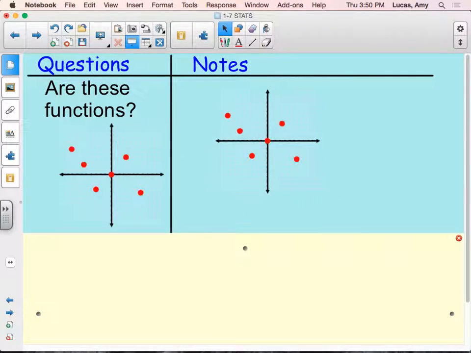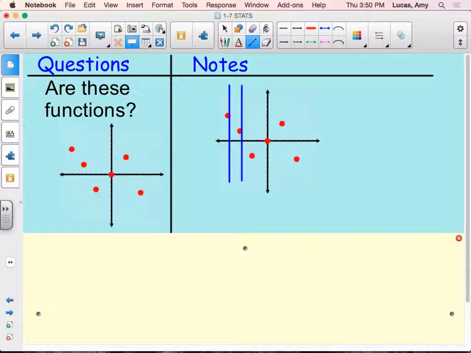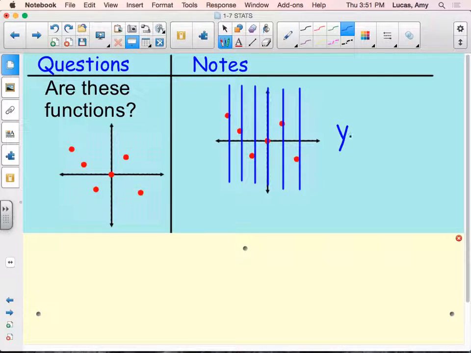Okay, here we go. Check the vertical line test. Each one hits one dot. So this one passes the vertical line test.